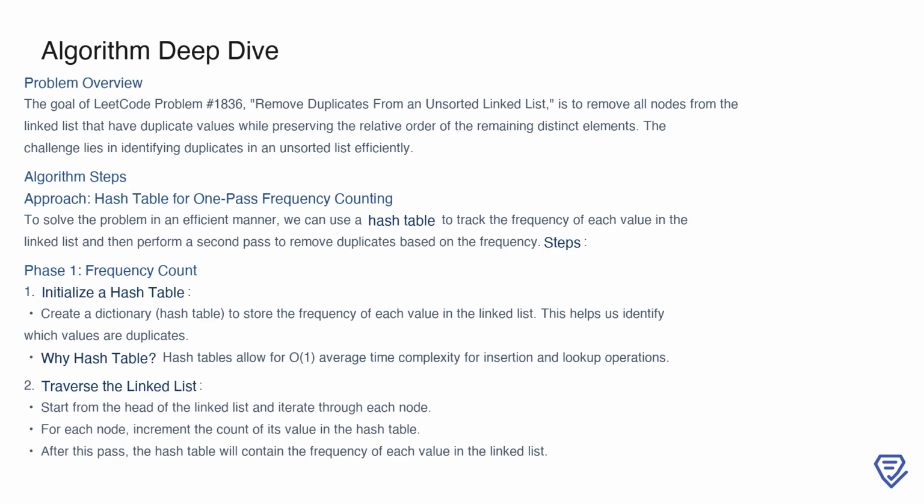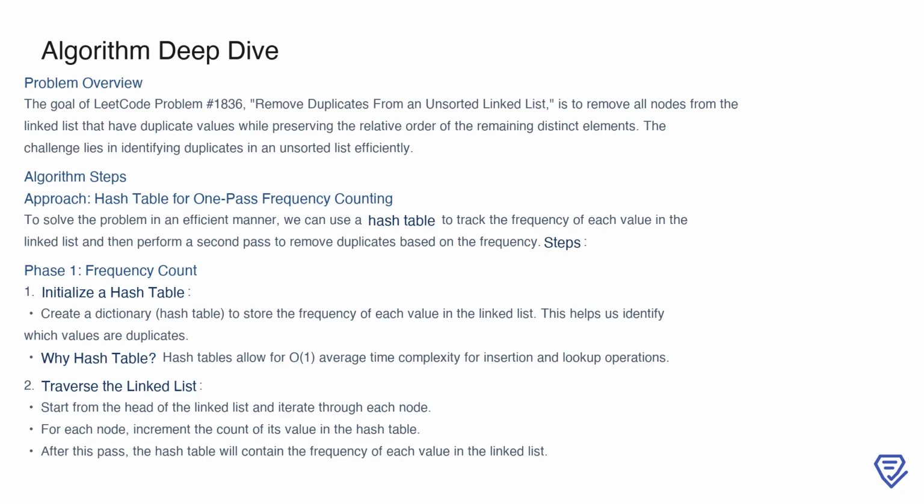The task is to remove all nodes with duplicate values while preserving the relative order of the remaining distinct elements. The challenge is that the list is unsorted, so we can't rely on sorting to identify duplicates. To address this efficiently, we use a hash table for frequency counting. First, we initialize an empty hash table to track the frequency of each value in the linked list. Hash tables are ideal here because they provide O(1) average time complexity for both insertion and lookup.